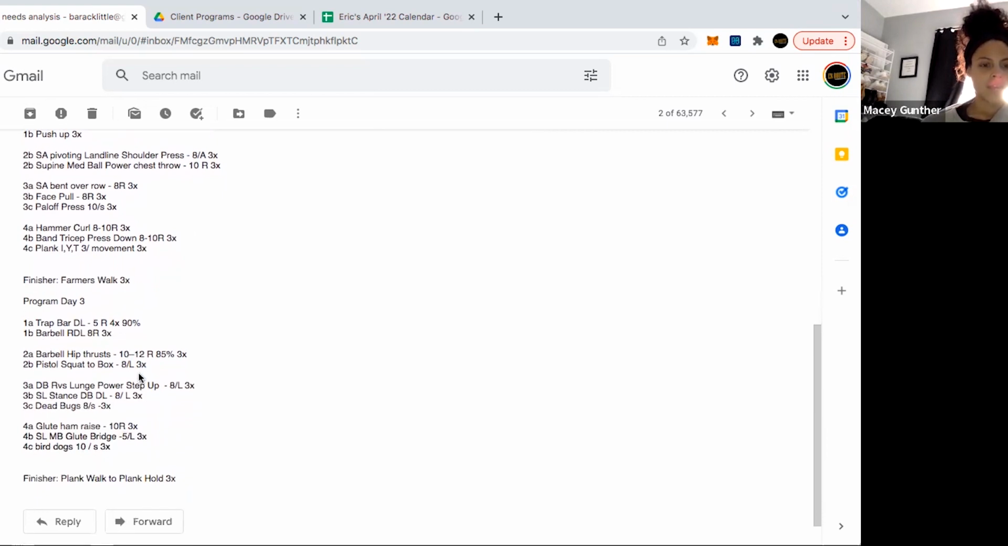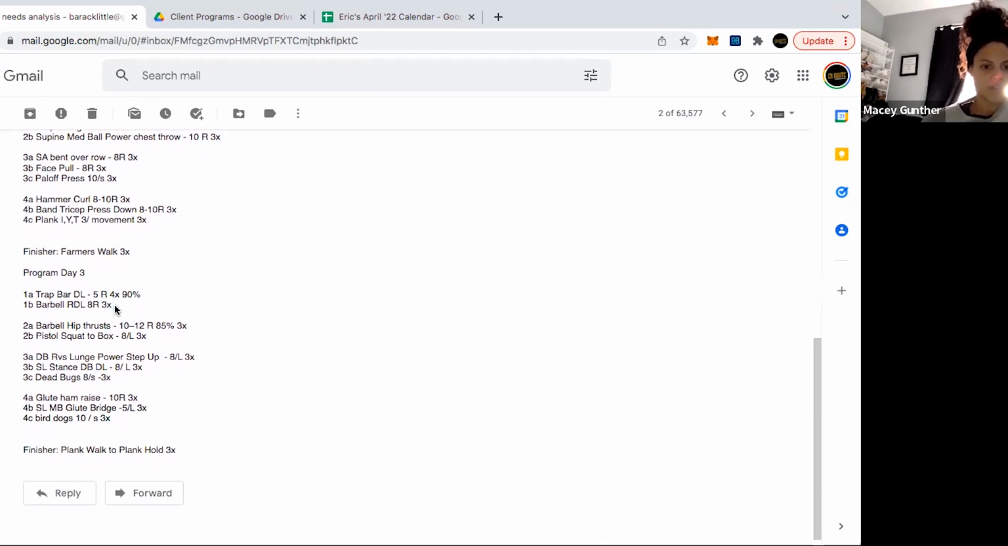And then day 3, lower again there. Trap bar deadlift, 5 reps, 4 sets, 90% of the 1 rep max, barbell RDL, barbell hip thrust at 85% of the 1 rep max, pistol squat to box. And then we have dumbbell reverse lunge to a power step up, single leg deadlift, and then dead bugs, and then glute ham raise, single leg med ball glute bridge, and bird dogs. If time allows, for a finisher, plank walks to a plank hold 3 times.